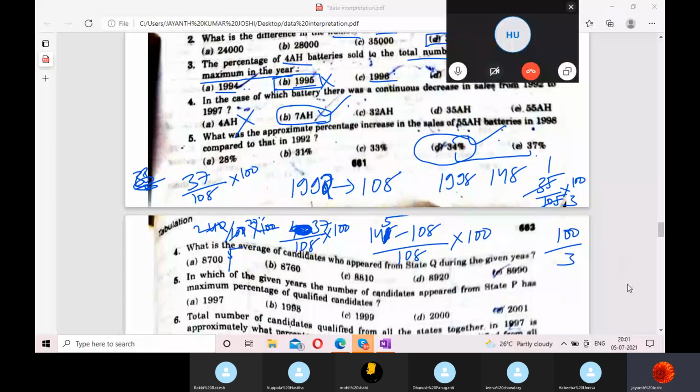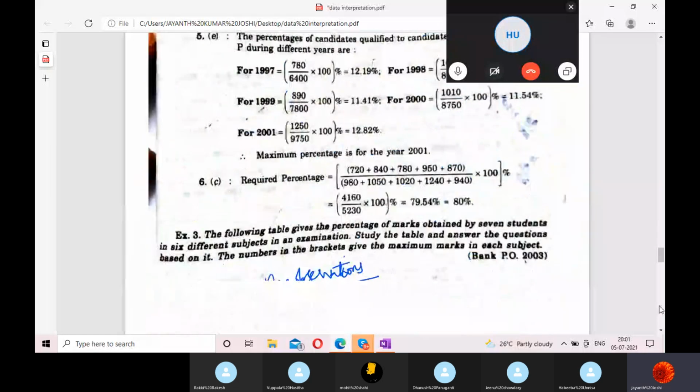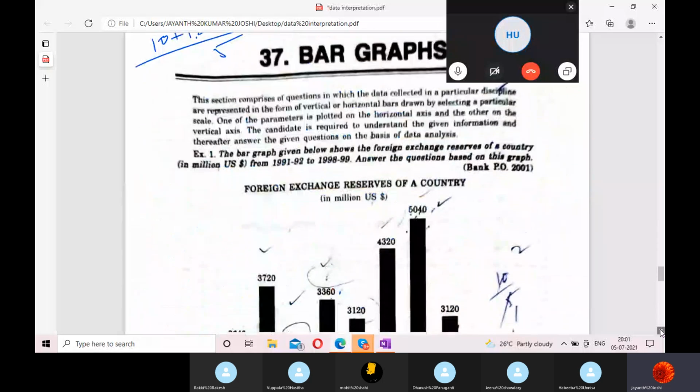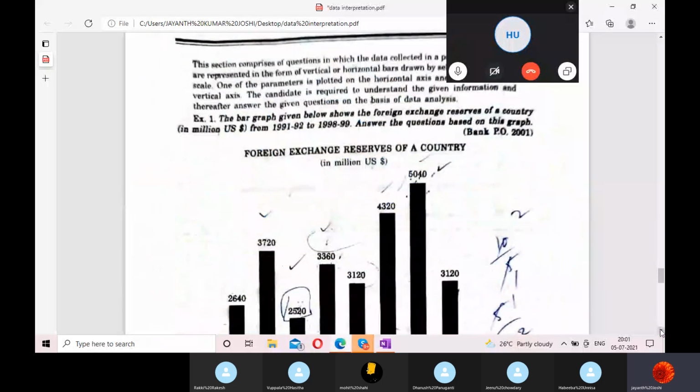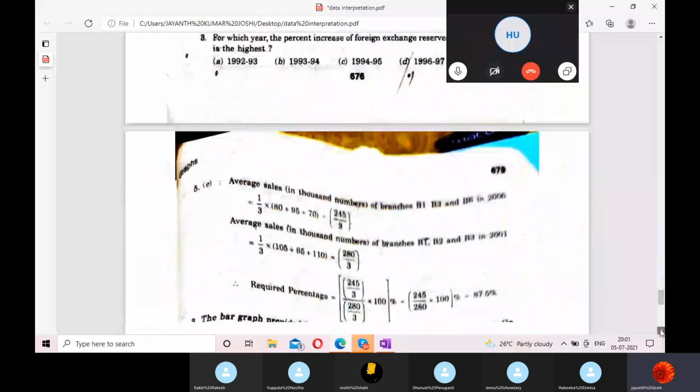Yes, finished? So all of you, I am sending you some questions. You do from tabulation data. Let us go for the bar graph. Okay. All of you be ready for the bar graph.